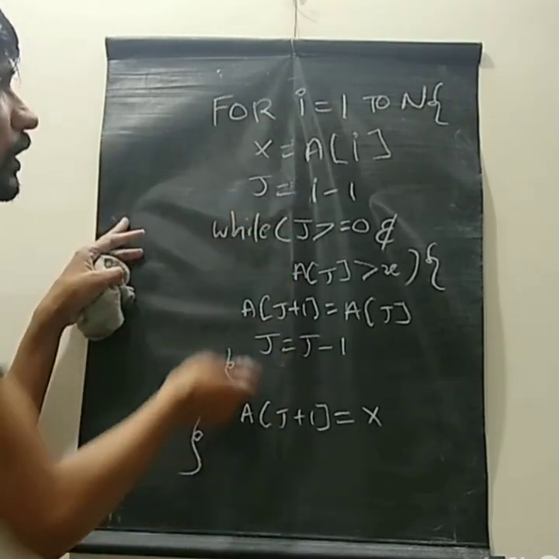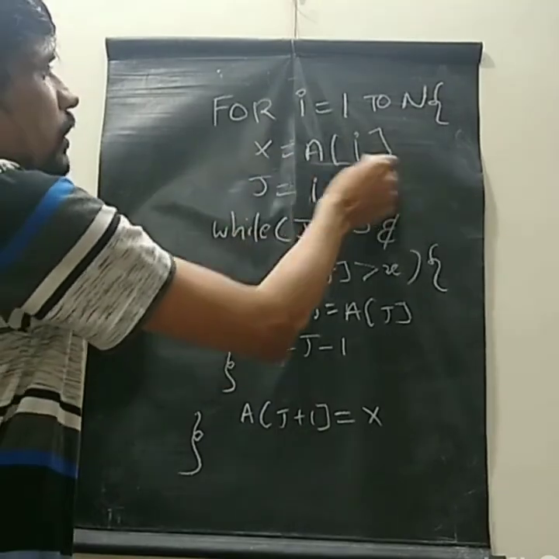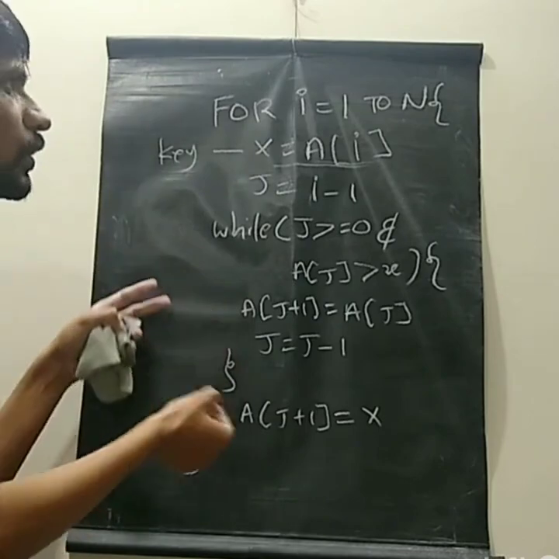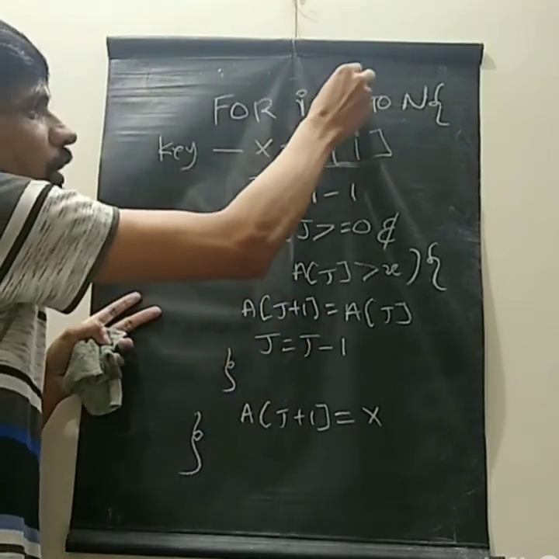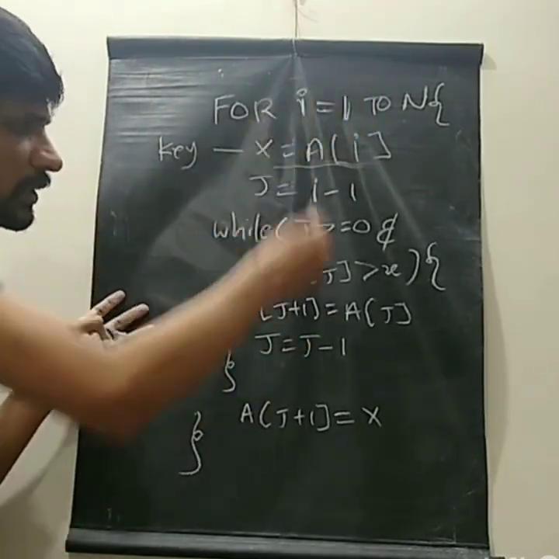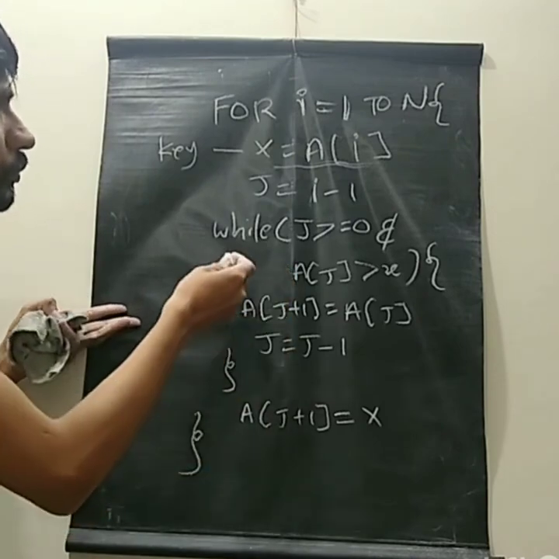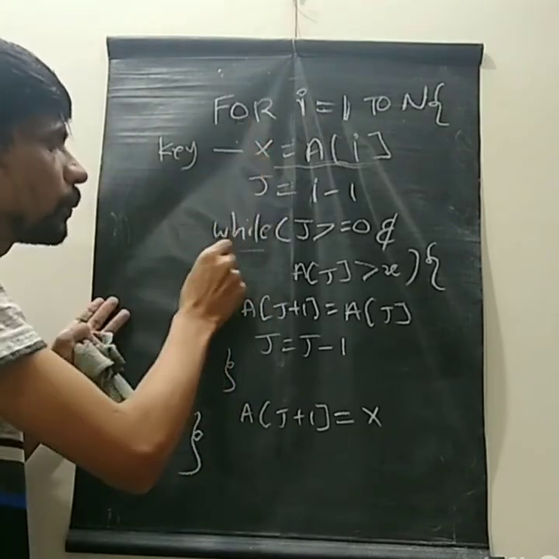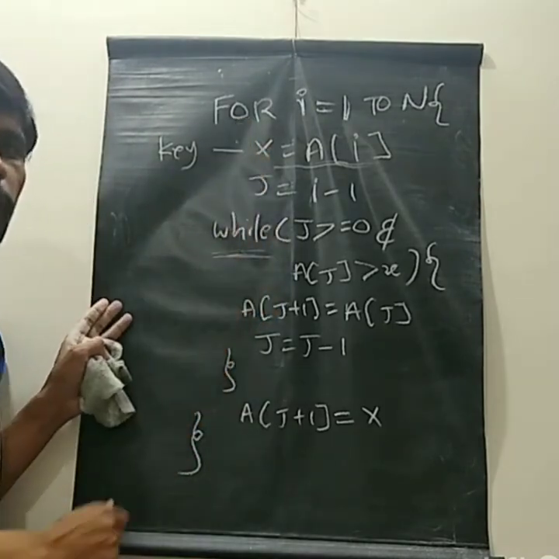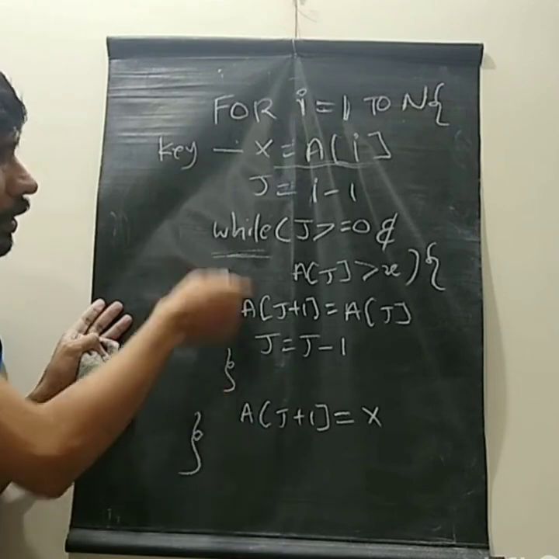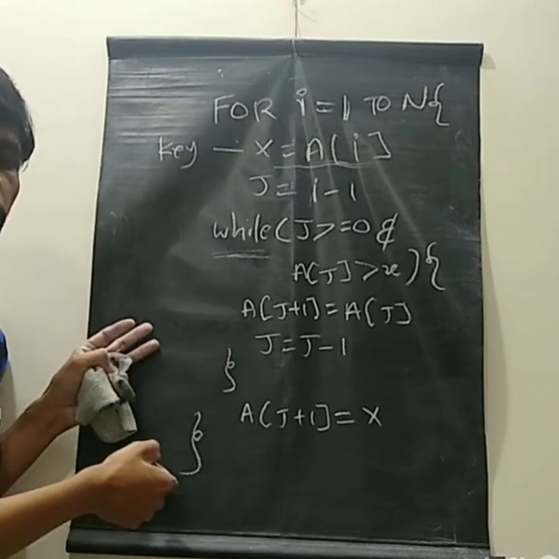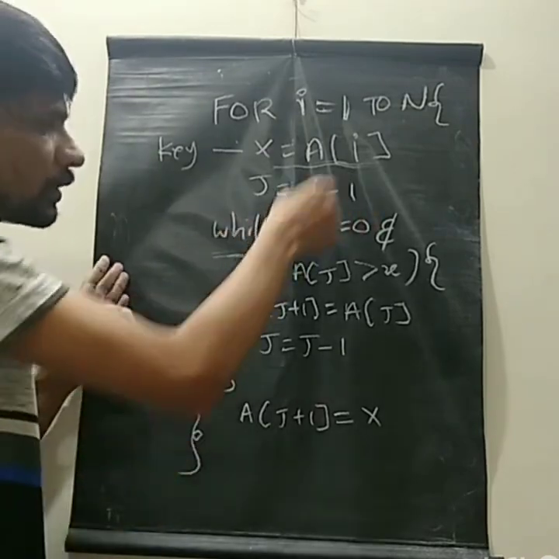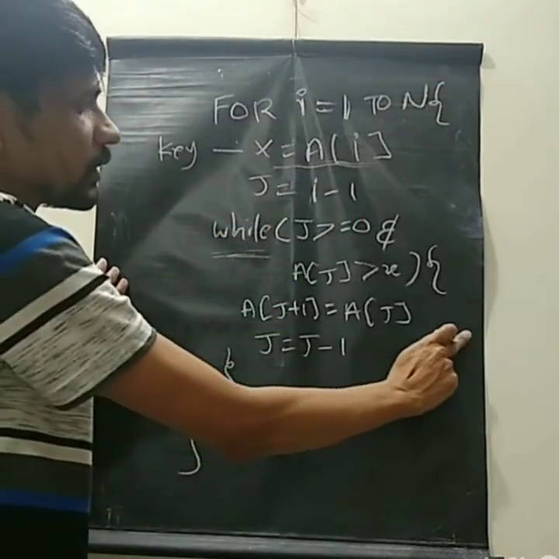So what exactly are we doing? Here also we are maintaining one key, x equals a of i. We initialized i with 1. This is the same piece of code, but instead of 2 for loops, in the for loop we have another while loop that will take care of the logic. This is a piece of pseudocode for the insertion sort algorithm.